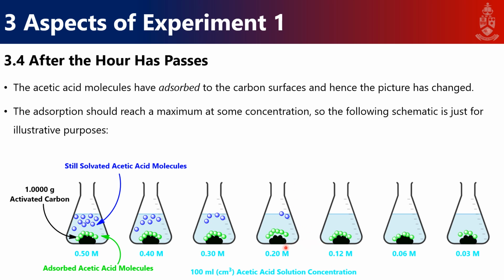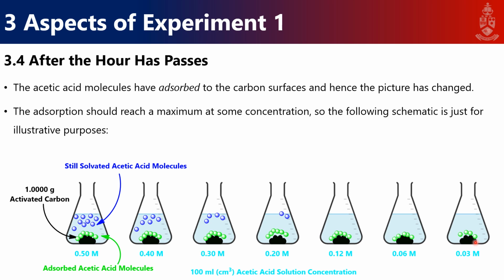At some stage, the concentration of the acetic acid is going to be too much to be adsorbed completely by the activated carbon. In other words, your carbon is saturated. Just as a solution will become saturated, if you need to make a saturated sodium chloride solution, then there's a point where it's not going to dissolve anything anymore, right? So it's exactly the same principle here. At some point, there's going to be a maximum adsorption.